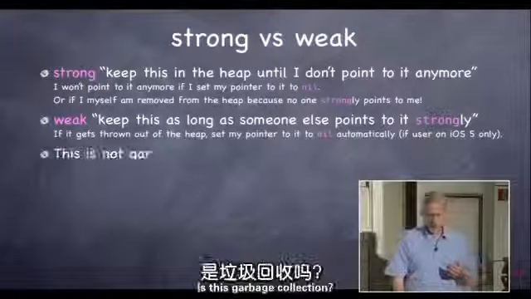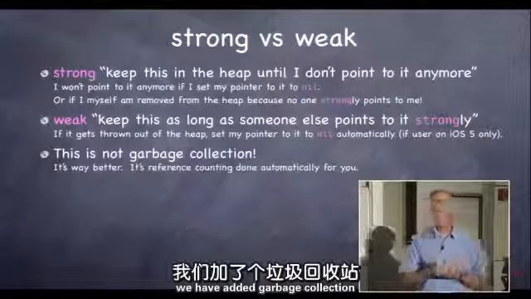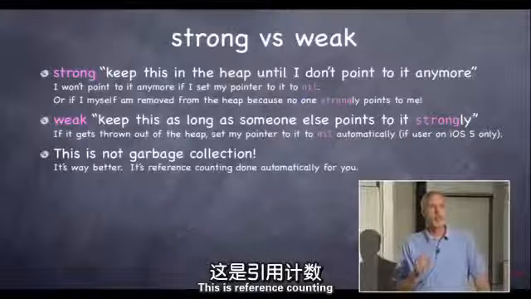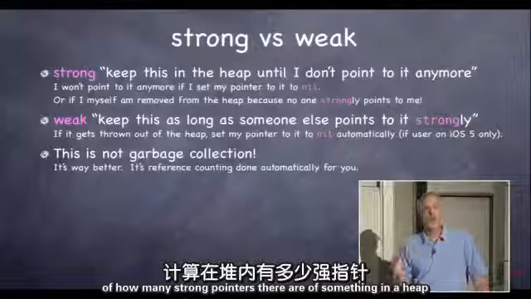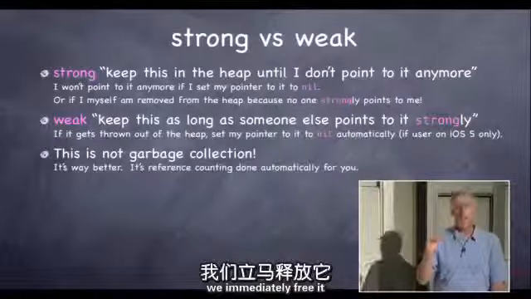So what is this? Is this garbage collection? People are saying, oh, it's great, we've added garbage collection. And the answer is no, this is not garbage collection. This is reference counting. We are keeping a reference count of how many strong pointers there are to something in the heap. And when that count goes to 0, no one points strongly, we immediately free it.